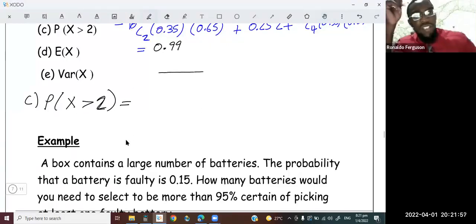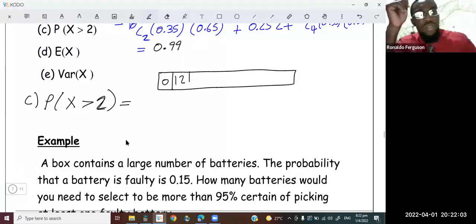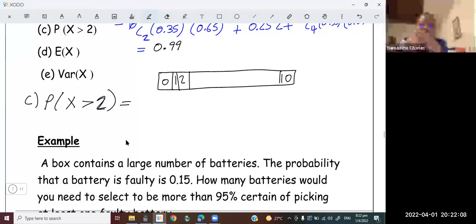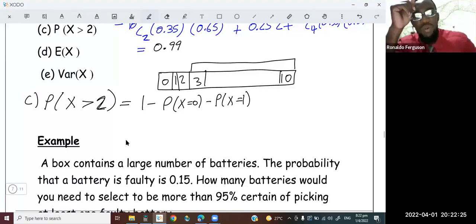If X is greater than 2, then whatever X is, you can start from counting numbers 0, 1, 2, all the way up to 10, right? So when X is greater than 2, which is from 3 going up, that's just 1 minus the probability of the others. 1 minus the probability X equals 0, minus the probability X equal 1, minus the probability X equal 2.